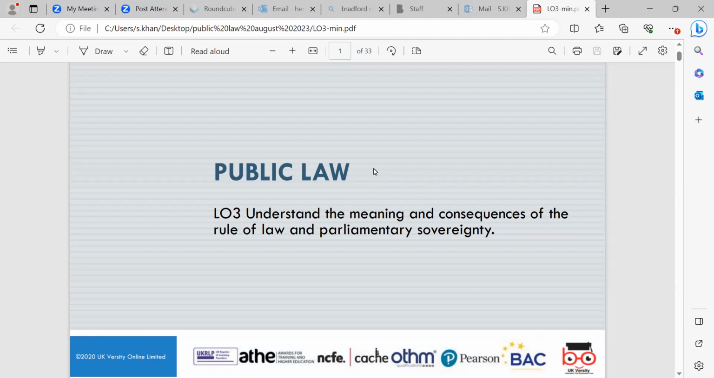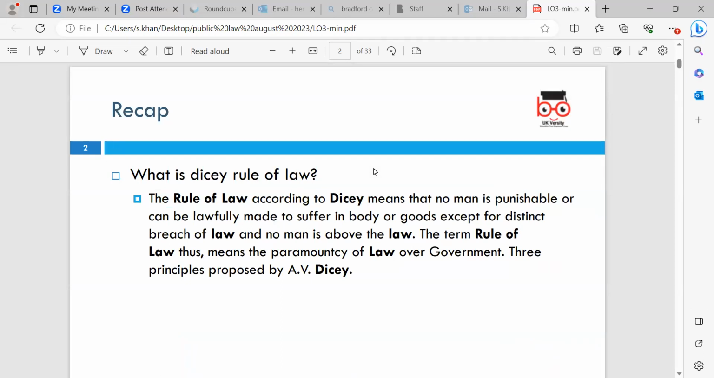Now we're going to look at learning outcome 3, which is to understand the meaning and consequences of the rule of law and parliamentary sovereignty. So a recap, what is Dicey's rule of law? The rule of law, according to Dicey, means that no man is punishable or can be lawfully made to suffer in body or goods except for the distinct breach of law. And no man is above the law. The term rule of law thus means the supremacy of law over government.